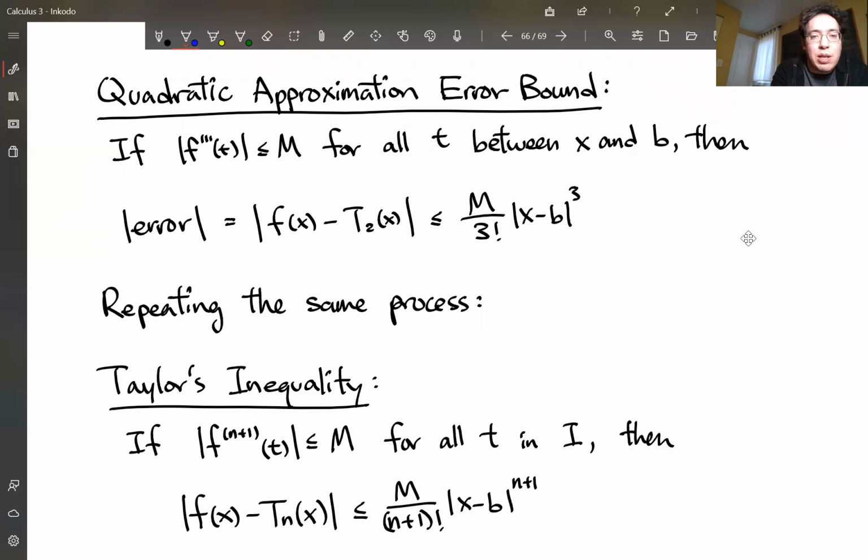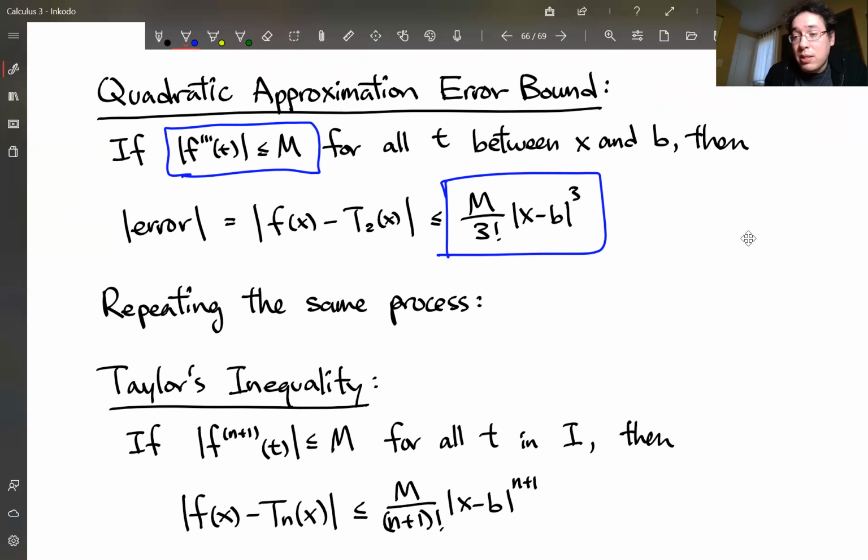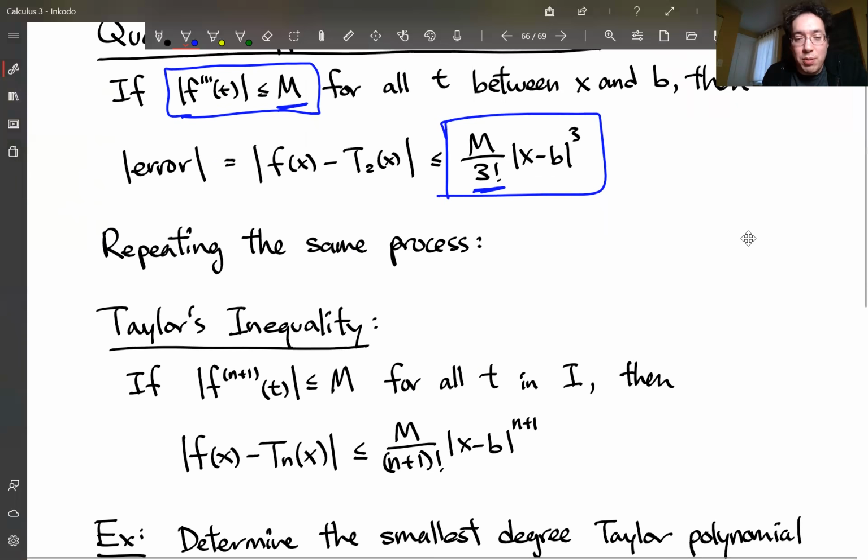Okay, so if you can bound the third derivative, so we're looking at one derivative ahead, then the error is going to be bounded by this expression. So whatever constant you can use to estimate the third derivative, divided by 3 factorial, times x minus b to the third power, and make sure to take the absolute value because we're looking at positive error. Okay, and you can kind of see the pattern here. If we keep doing integration by parts, you're going to get a similar formula over and over.